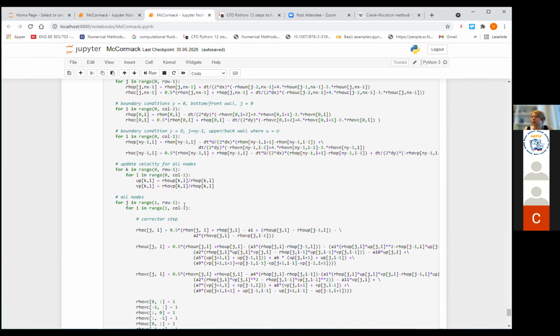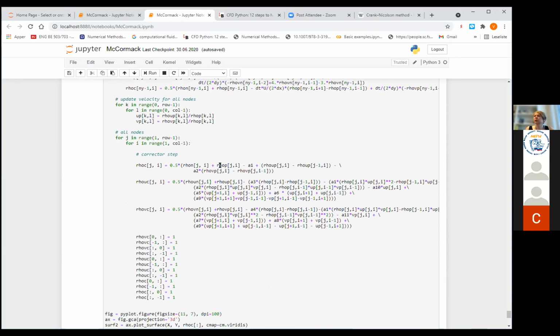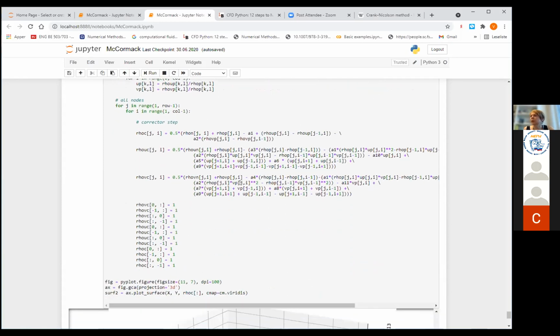And so we're updating velocity for all nodes as we have to do, dividing the momentum by density, and finding velocities, and putting all this into the corrector step, which looks like this, directly translated into Python.